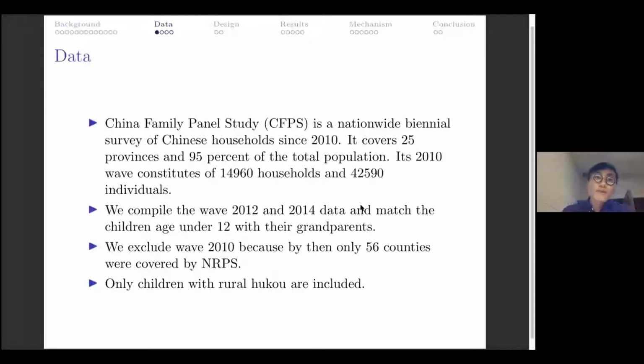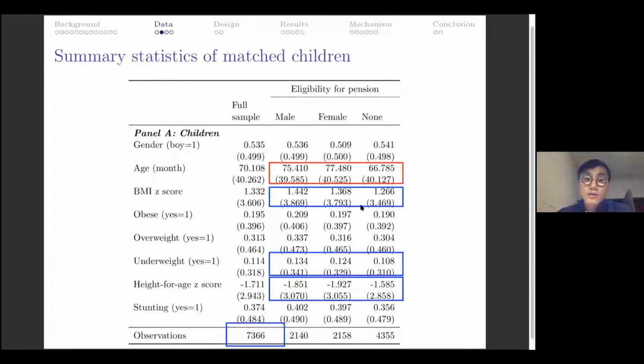So our data comes from the China Family Panel Study, which is a nationwide biannual survey of Chinese households since 2010. It covers 25 provinces and 95% of the total population. We compiled the wave 2012 and 2014 data and matched the children under 12 with their households and the grandparents. We exclude wave 2010 because by then only a few counties were covered and the participation rates were very low, as we showed before. And only children with rural hukou are included in our sample. So overall, we have a sample size of over 7,000.